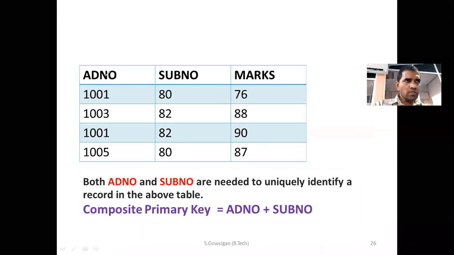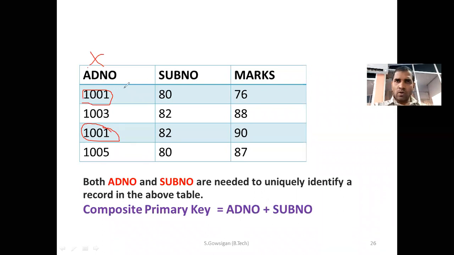So let's look at this table. In this instance, I cannot take admission number as primary key. Why? Look at the data. See this 1001, right? 1001 entered twice, which means admission number doesn't have unique data. Admission number has duplication. It has repeating data. It means no unique data. So it is not the primary key. Admission number cannot be a primary key.